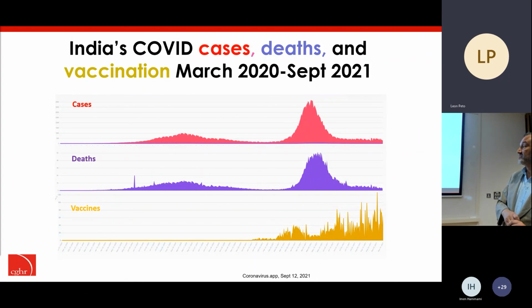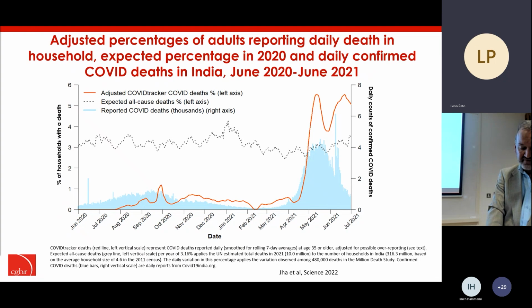So this contributed to the sense that, oh, Indians are super immune, nothing can kill us, and we're good to go ahead with life as usual. And they were completely unprepared for the Delta wave.